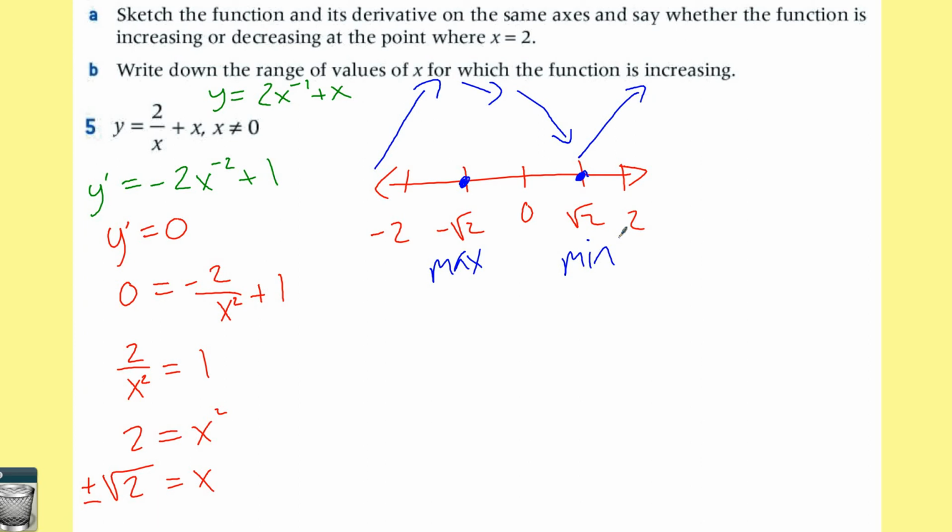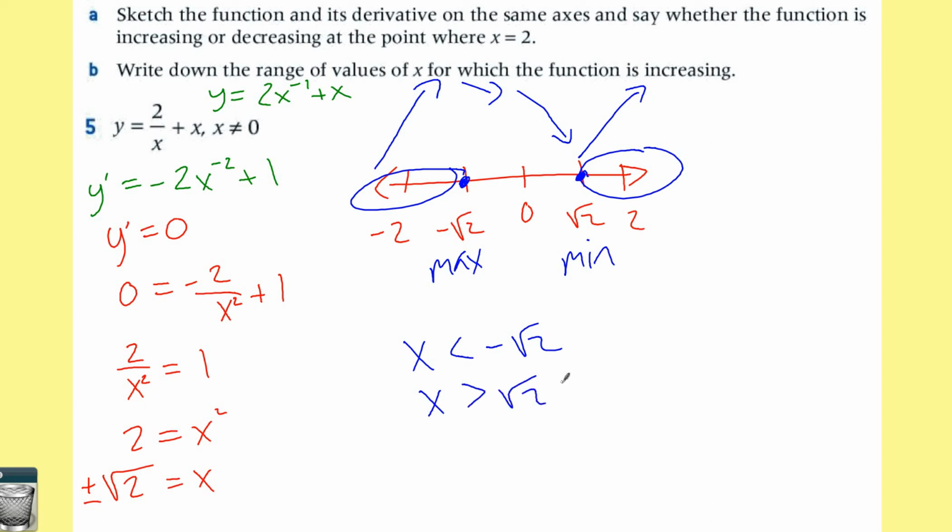So it's going to be increasing on this interval and this interval. So everywhere where x is less than negative square root of 2, and where x is greater than square root of 2. Okay, so this part is for B.